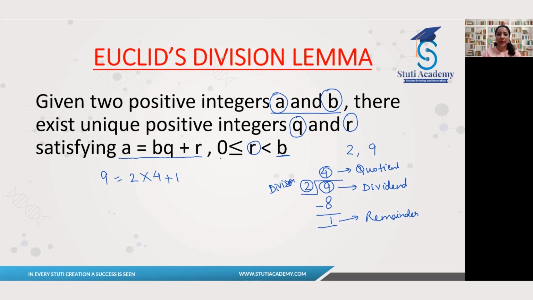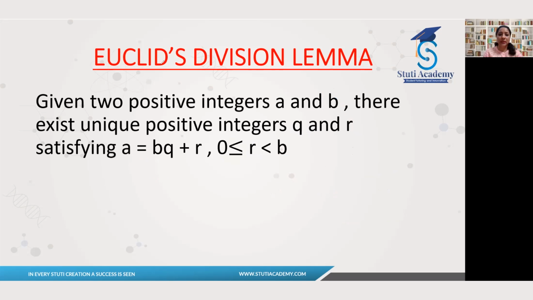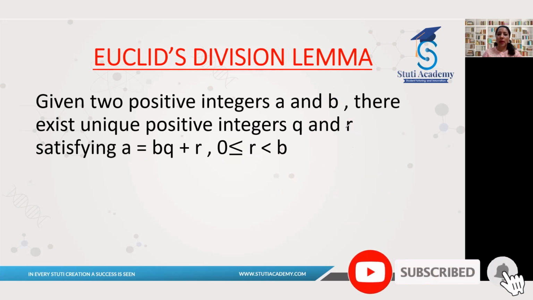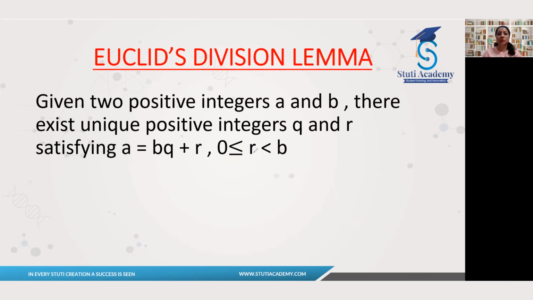I'm repeating the same again. We have given two positive integers a and b. There exist unique positive integers q and r, satisfying a = bq + r, where 0 ≤ r < b. So we have two numbers a and b. We are going to divide a by b. Then we'll get a quotient q and a remainder r, such that the dividend, that's a, the number which we are dividing, equals the divisor b times quotient plus r, and the remainder would be either 0 or strictly less than the divisor.